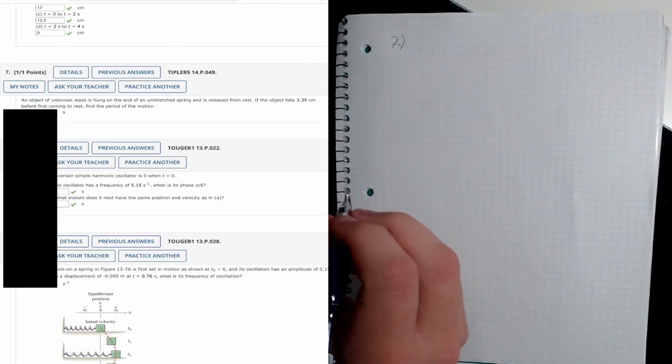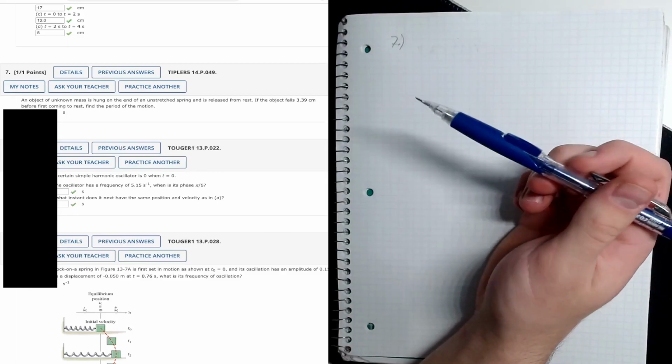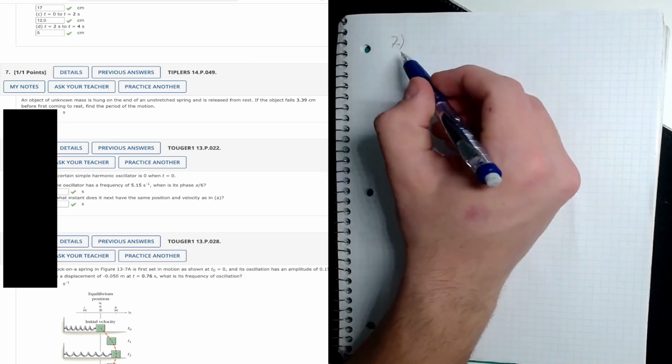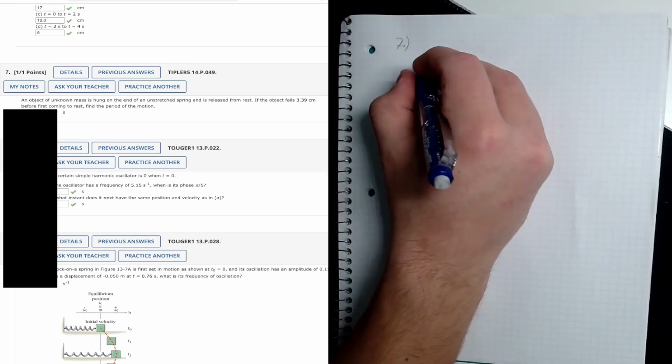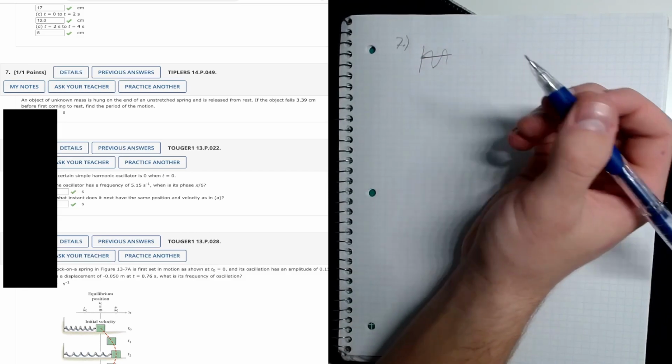Sorry, my chair's so long. 7. So in this case, 7. An object of unknown mass is hung from one end of an unstretched spring and is released from rest. That means that it's going to be starting here. The motion is going to go like this. It's going to be sine waves starting from rest at the equilibrium point.